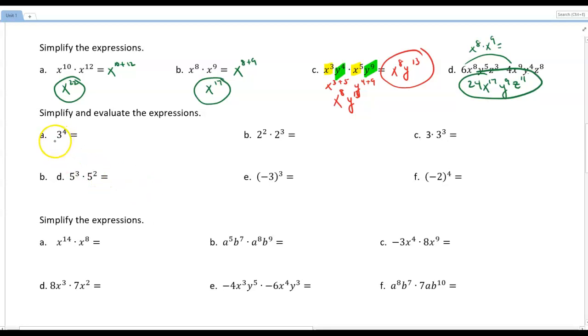Okay, so letter A here, 3 to the 4th. If we had to simplify and evaluate, this is already simplified, but if we had to evaluate, think of this as 3 times 3 times 3 times 3, which gives you 9 times 3 is 27 times 3 would be 81.